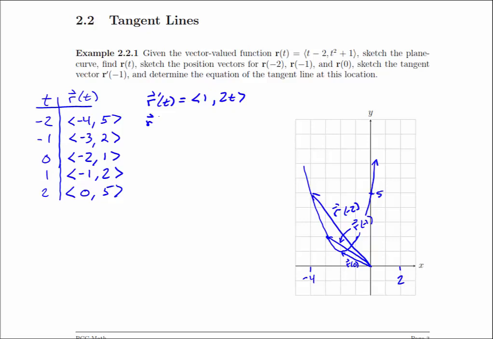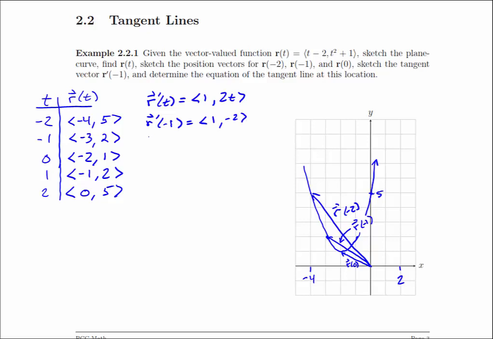So r prime of -2 equals 1... Wait, what am I doing? R prime of -1 is what we want. R prime of -1 is still 1 here, and -1 times 2 is -2.